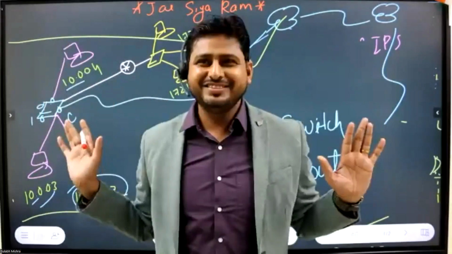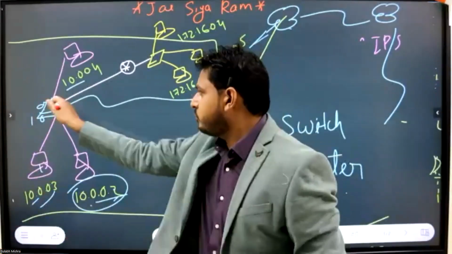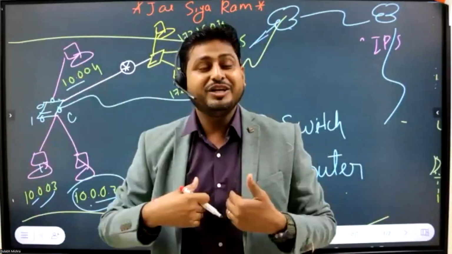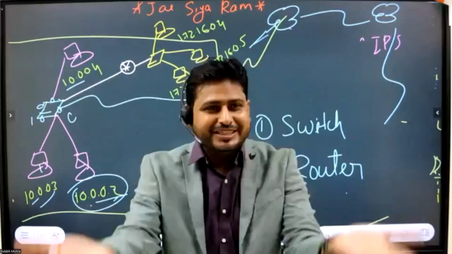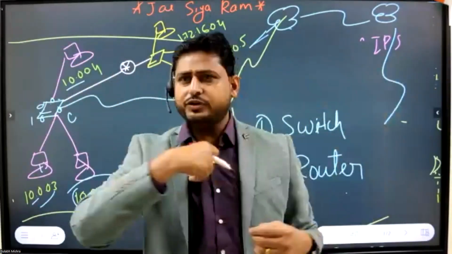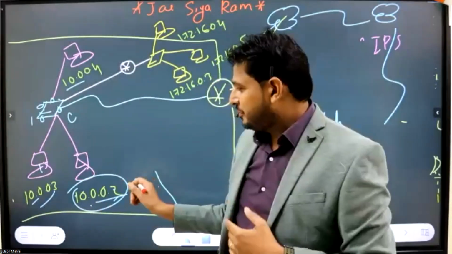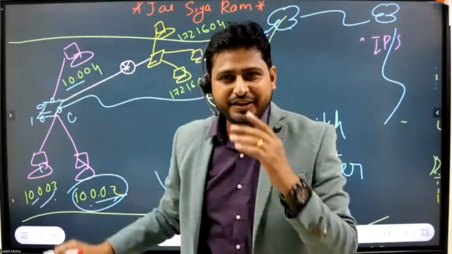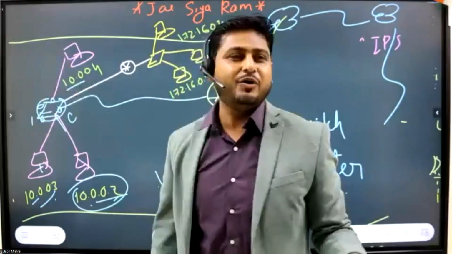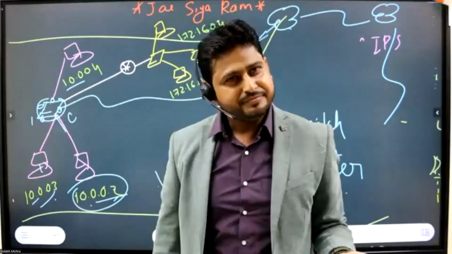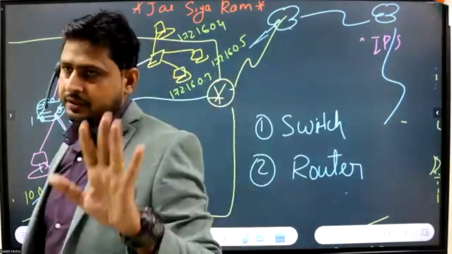If two or more computers are part of the same network, we can deploy the switch to allow the communication. That means a switch works within the subnet. Switching means from here to here, here to here, within the same network. If two or more computers want to communicate with each other and are part of the same network, same subnet, we can deploy the switch and connect these computers to enable the communication. That particular device we call a switch. Another device is called a router.